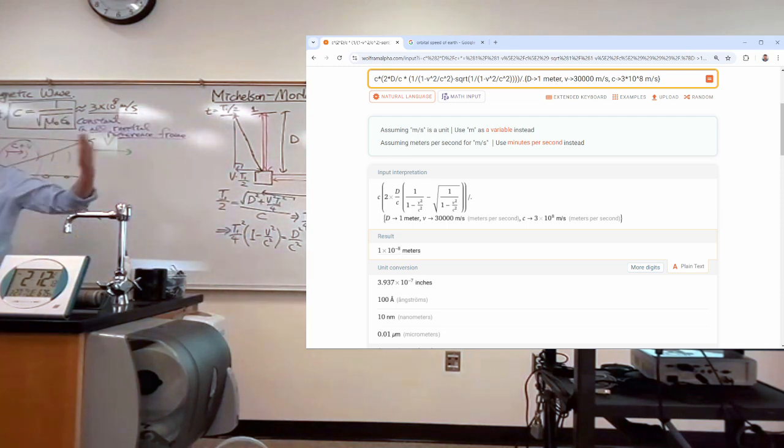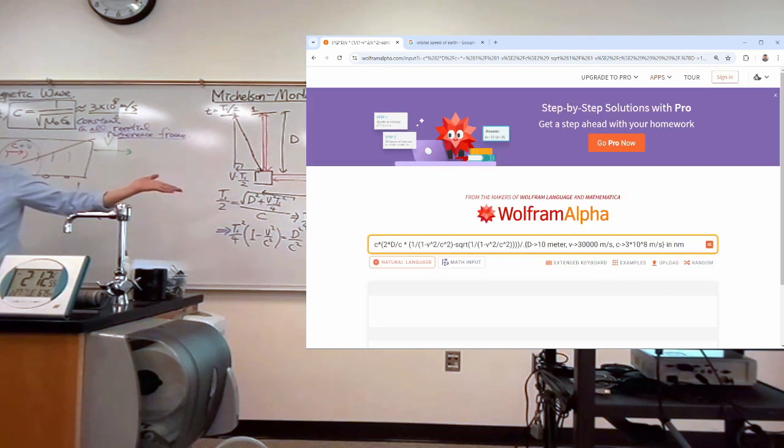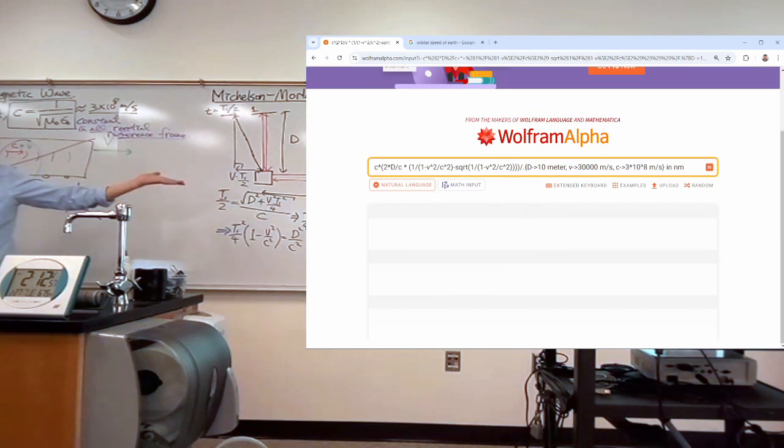So when unfolded, the D would work out to be something like 10 meters instead of 1 meter. So now this would be, so this is about, let me say, in nanometers. So 90 nanometers, that's about a fifth of the wavelength of visible light.